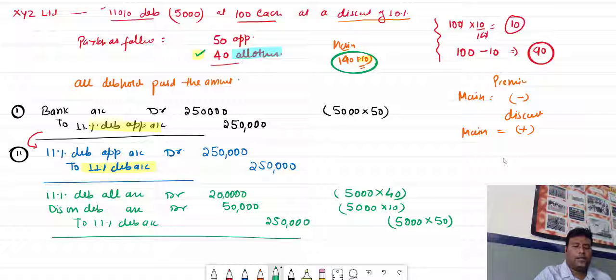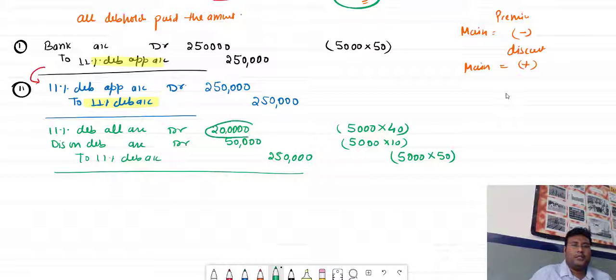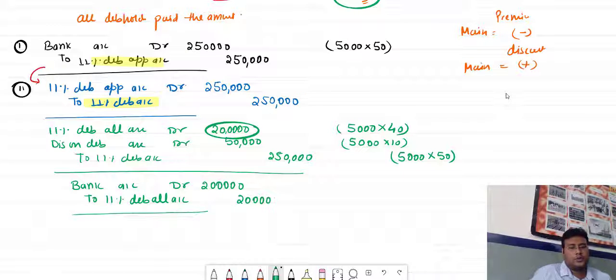Now we received the amount of allotment. So bacha, full amount is received, so how much did we demand? 2 lakh rupees, and this 2 lakh rupees is received. So we will pass the entry: bank account debit to 11% debenture allotment account, 2 lakh rupees, and bacha 2 lakh rupees. This is what we have to pass when the debentures are issued at discount.